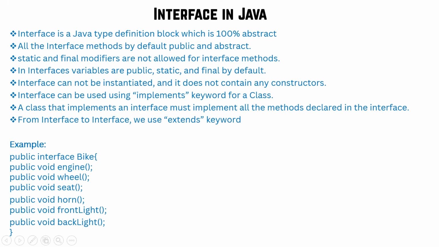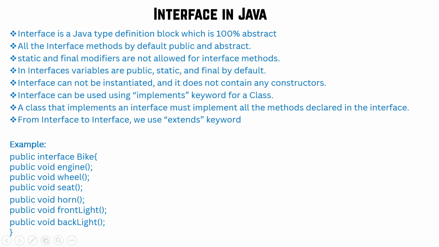So an interface is a Java type definition block which is 100% abstract in nature. All the interface methods by default will be public and abstract. Static and final modifiers are not allowed for interface methods. Interface variables are public, static and final by default. An interface cannot be instantiated because of the abstraction. Either interface or abstract class, you cannot instantiate or create an object or instance, and it does not contain any constructor.